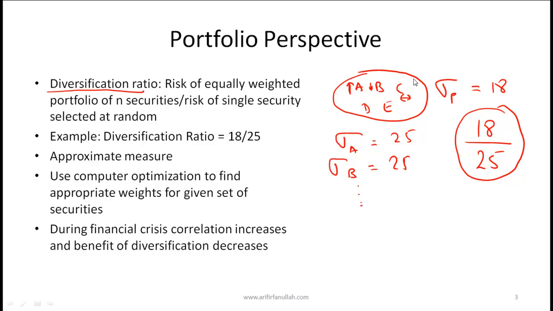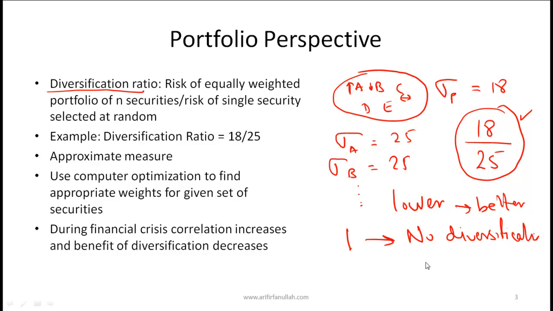So overall, the riskiness of this asset measured by the variation or standard deviation will be less than the riskiness of individual securities. And we just talked about this diversification ratio, and the lower this number, the better. If we have a diversification ratio of 1, that means that there is no diversification benefit, and the further down we go, the more diversification benefit we have. But we should keep in mind that this is an approximate measure.